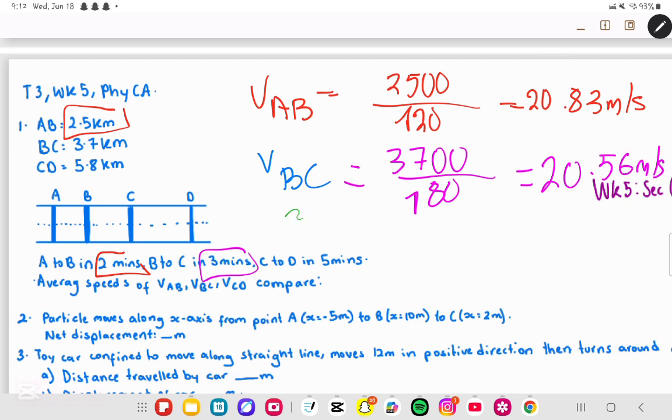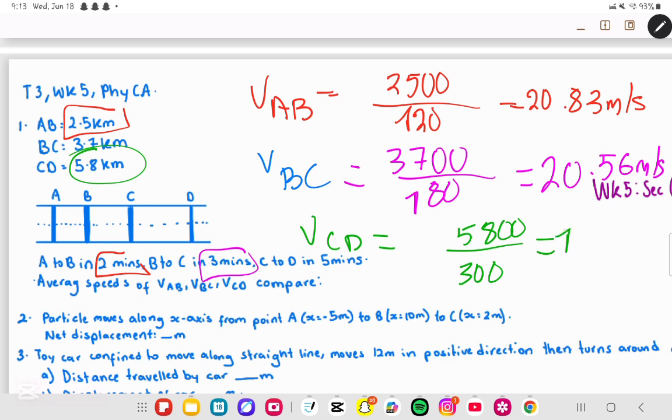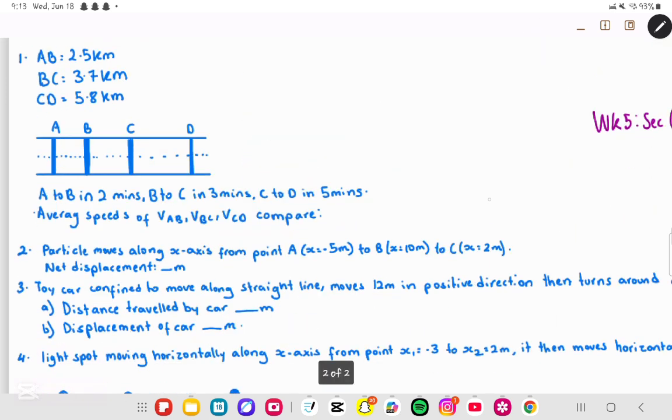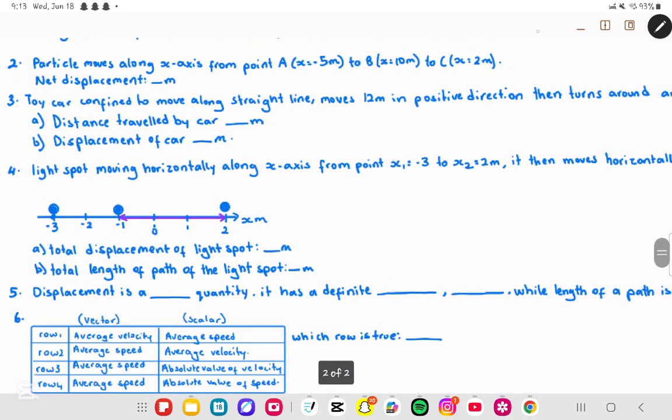Now for the last and final one, which is the velocity of CD, it is the distance, which is 5,800 meters, divided by the time, which is 5 minutes. So that's 300 seconds. So it's 5,800 divided by 300, which is 19.33 meters per second. So for sure, which has the highest velocity? It's velocity of AB. Then comes velocity of BC, and then comes velocity of CD. We move on to question number 2.